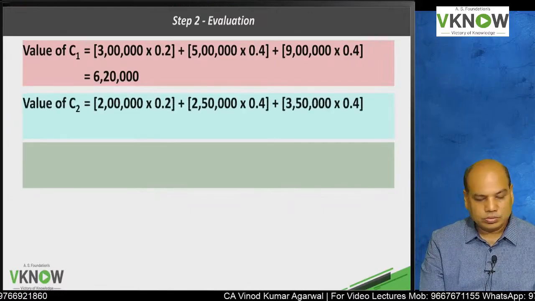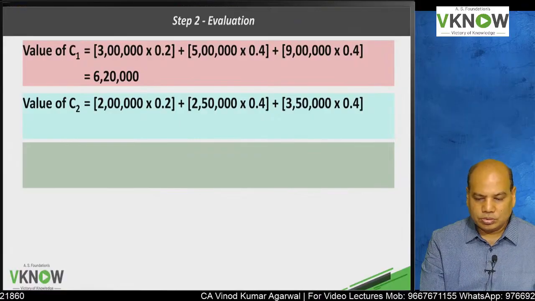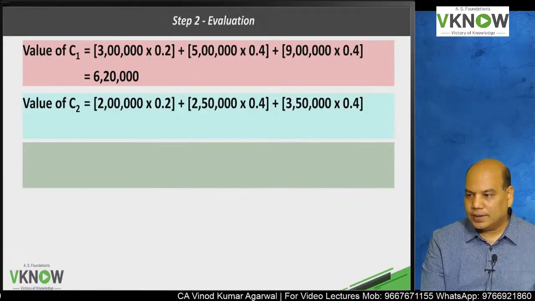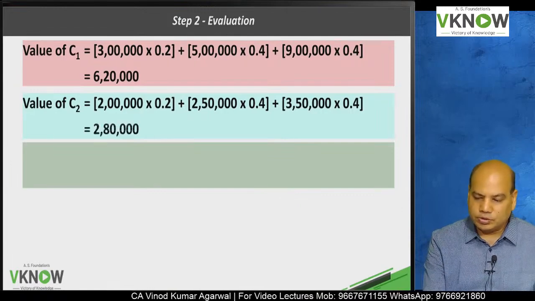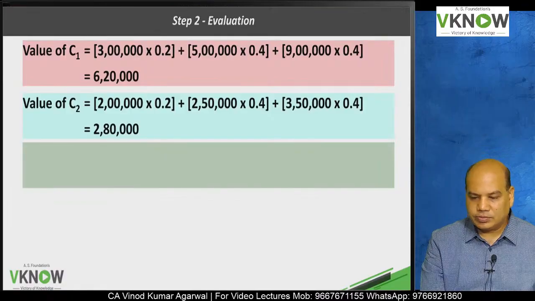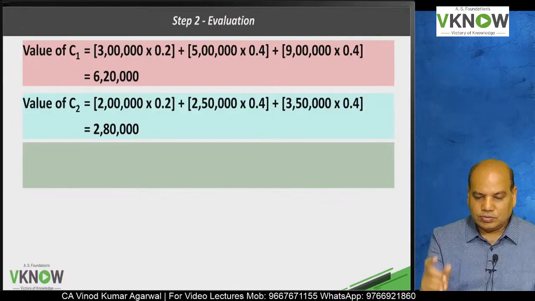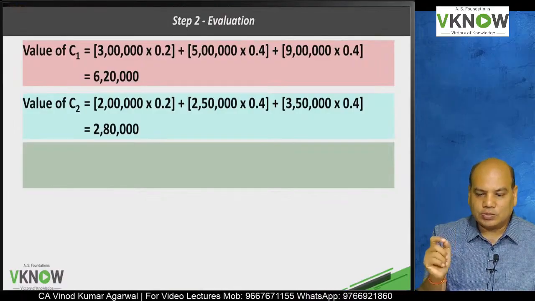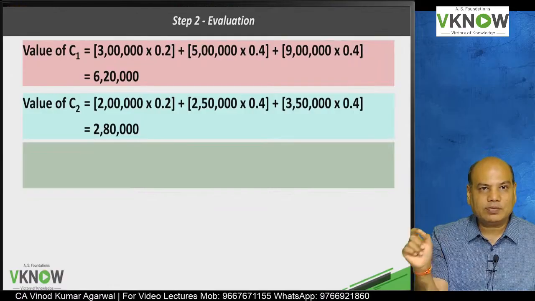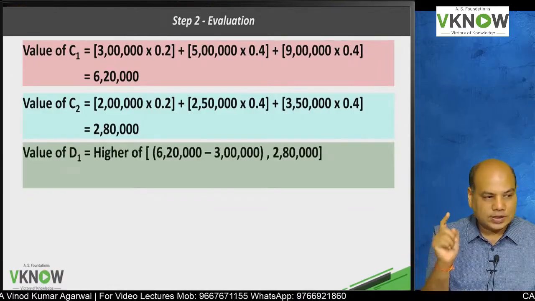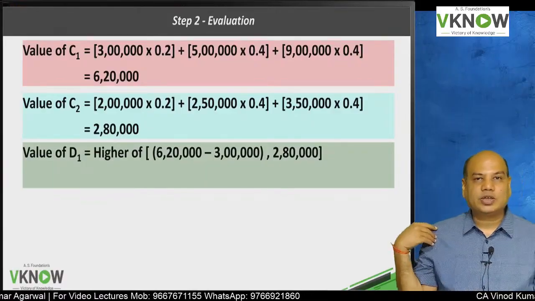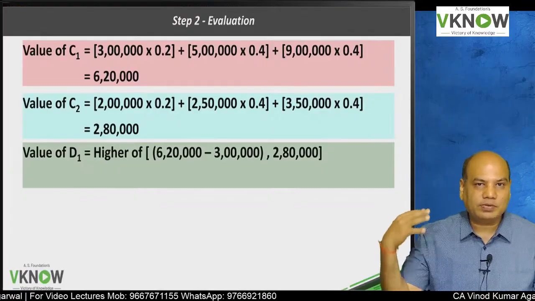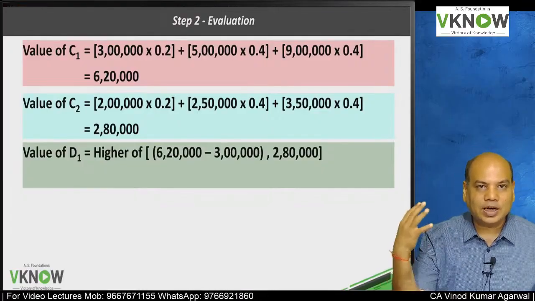Value of C2: 2 lakh into 0.2 plus 2,50,000 into 0.4 plus 3,50,000 into 0.4, that is 2,80,000. We have done this calculation in that example also. So the value of a chance node or outcome node will be the expected value, like we have done just now. The value of a decision node will depend upon what my objective is. In this question my objective is NPV maximization, so I will take the higher of.